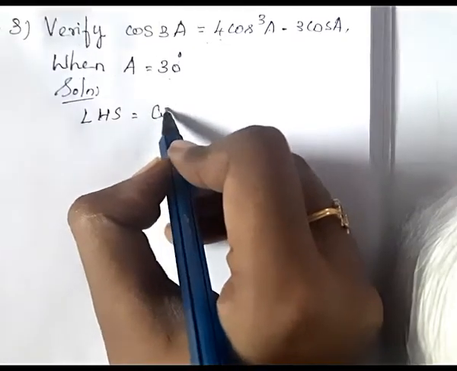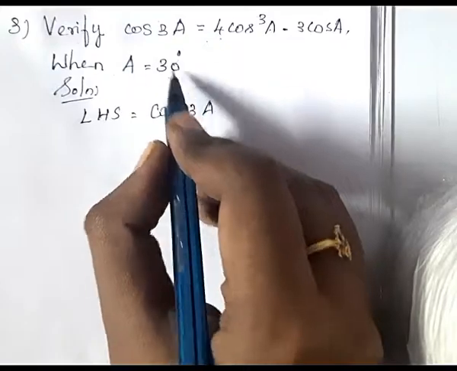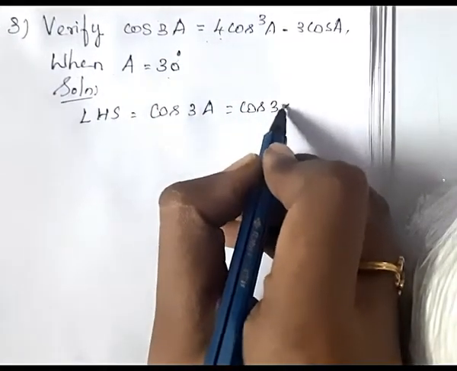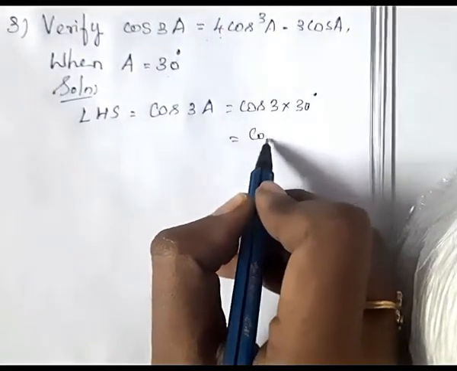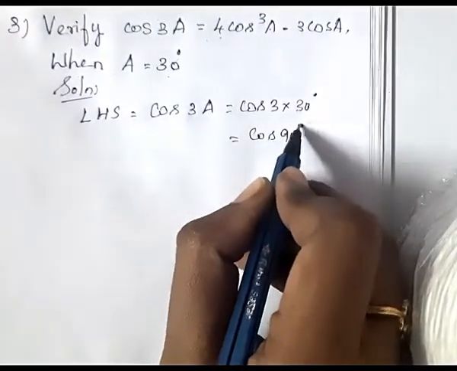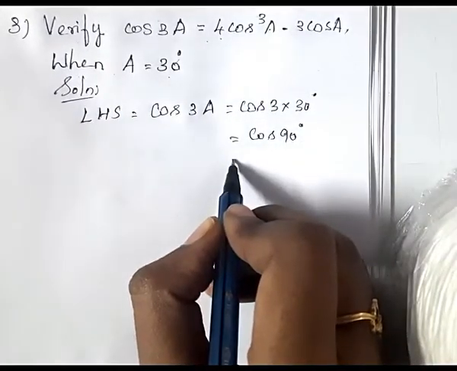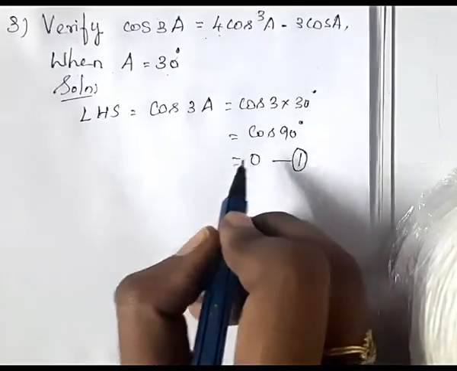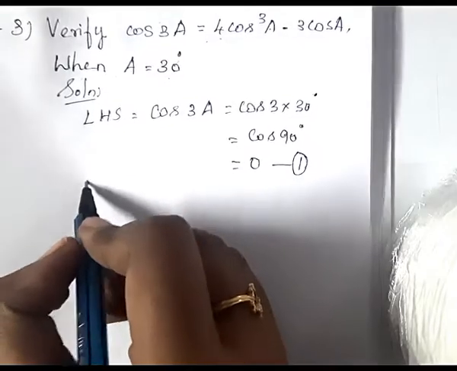LHS equal to cos 3a. What is the value of a? 30 degrees. So, cos 3 into 30 degrees equal to cos 90 degrees. 3 into 30, 90. Cos 90 degrees value is 0. Take this as equation number 1.